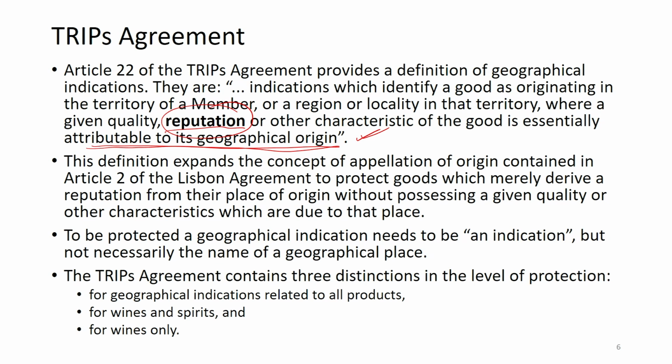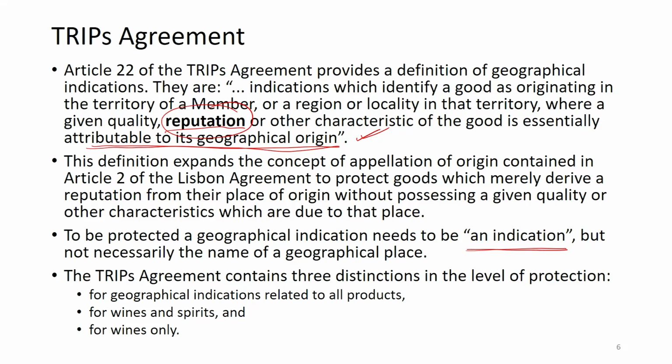I said in order to be protected, GI has to be a sign, it has to be an indication. But as I mentioned before, it need not be a geographical name always. It can be some other word. For example, basmati, for example, pashmina, these are not geographical names, but these are still registered GIs.